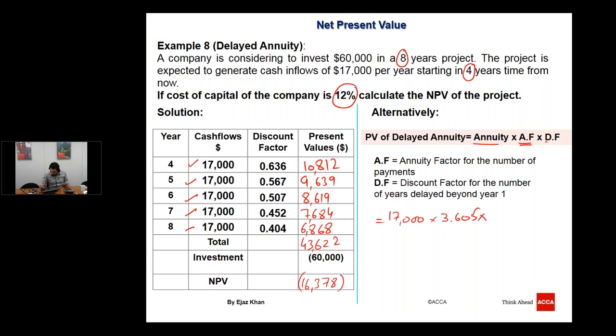And then we'll see the discount factor. It should be for the number of years delayed. So usually annuity starts from year 1. In this case, it is starting from year 4. So what's the delay in years? Yes, it's 3 years. So the delay in the inflows is 3 years. So we'll go back to discount factor table.